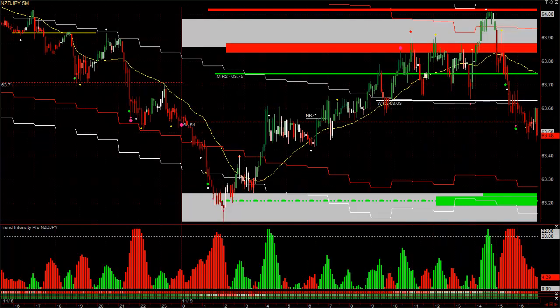Here's some more examples on another day. This currency, you can clearly see the monthly trend's very strong. The weekly trend was very strong.